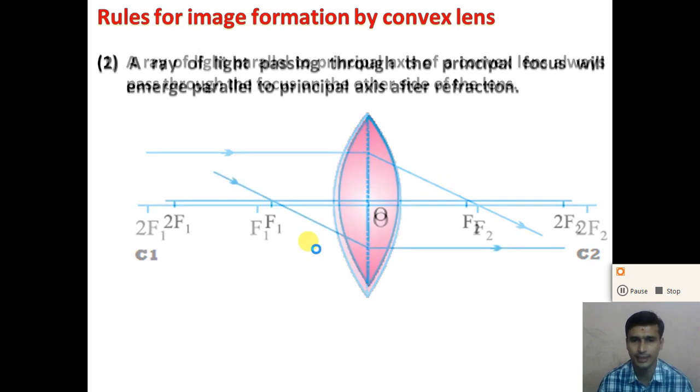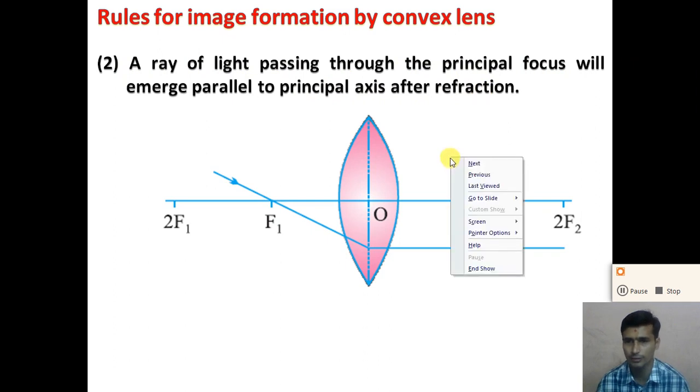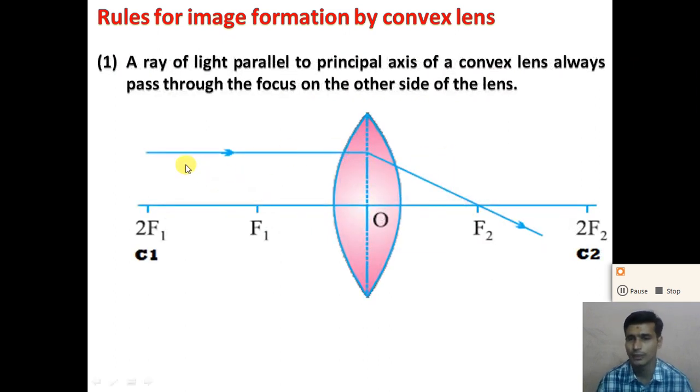Now what is the second rule? The second rule is that a ray of light passing through the principal focus will emerge parallel to the principal axis after refraction. Opposite of the first rule. What is the first rule? When a ray of light is incident parallel to the principal axis, after refraction the ray of light passes through the principal focus on the other side of the lens.